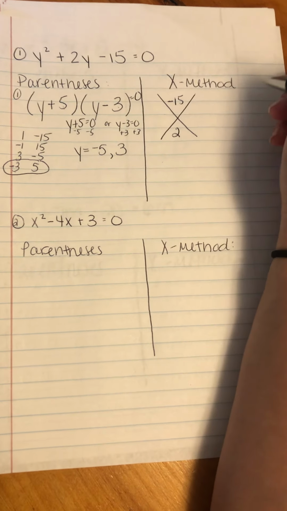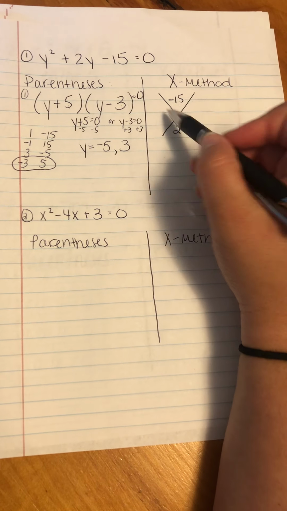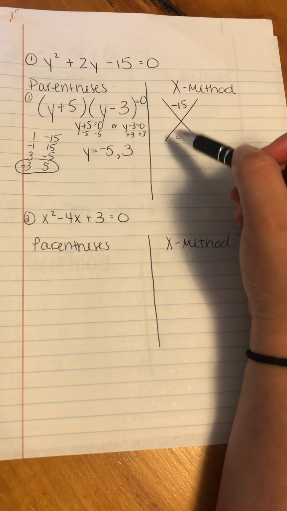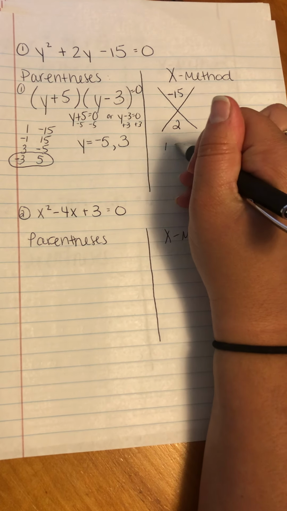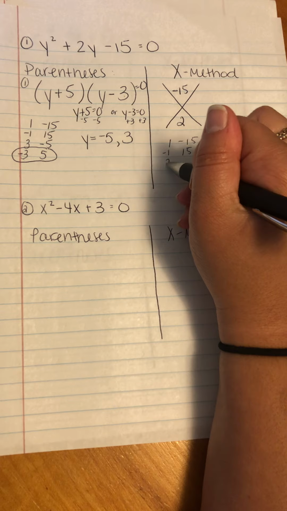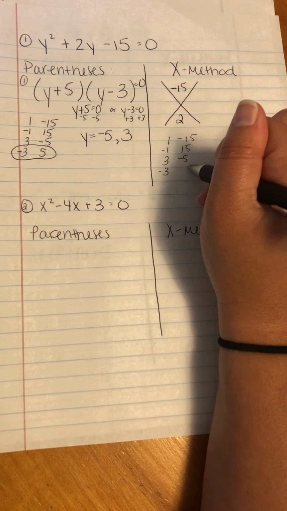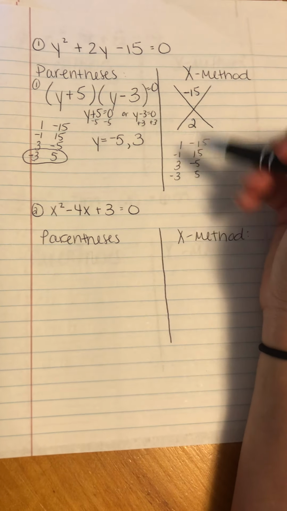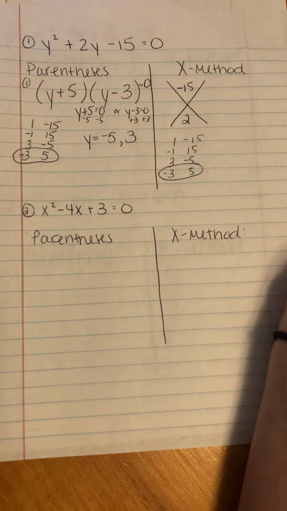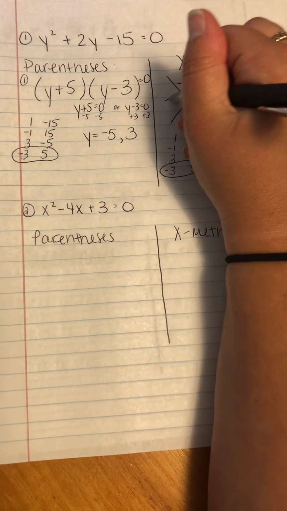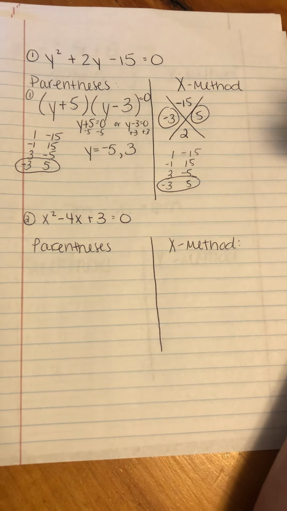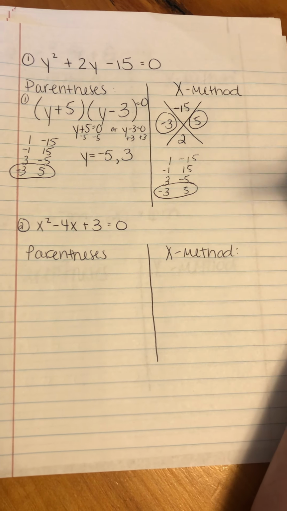Again, I'm going to list out all my factors of negative 15. I'm going to find all those numbers that will multiply to get negative 15. So we'd say 1 and negative 15, negative 1 and positive 15, 3 and negative 5, and negative 3 and positive 5. Just like before, the only pair that's going to add to give me positive 2 is this negative 3 and 5. Once I find that pair, that goes on the left and the right of my X, and it doesn't matter which one goes on which side.